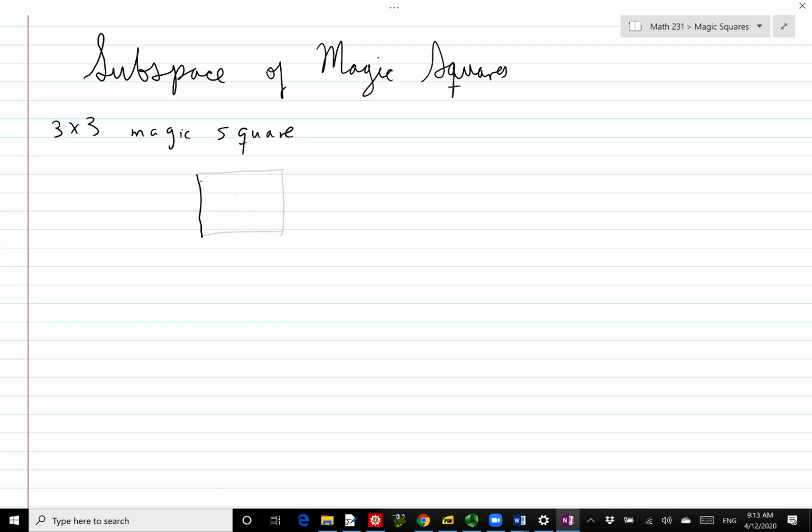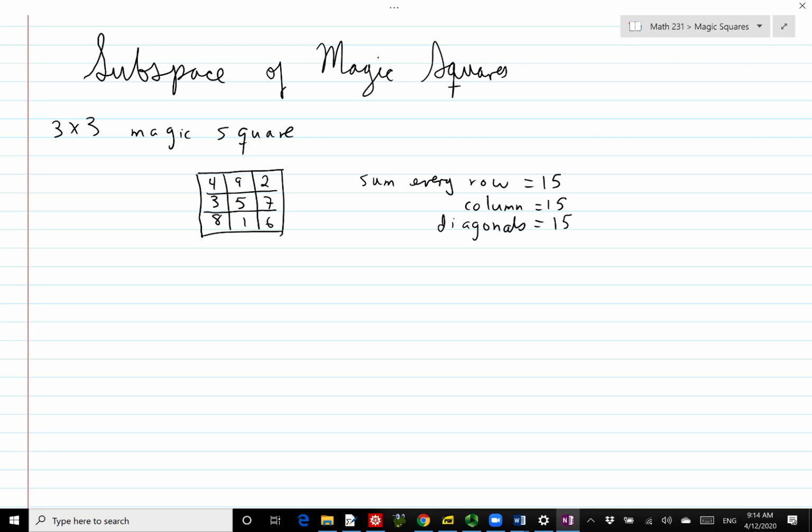So if you have the square formed by the numbers 4, 9, 2, 3, 5, 7, 8, 1, 6, the sum at each row is 15. For each column, it's also 15. And for both diagonals, you also get 15.